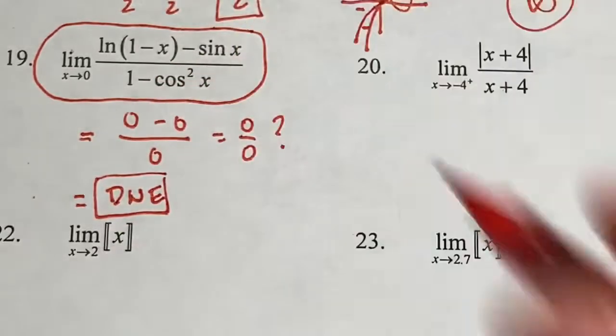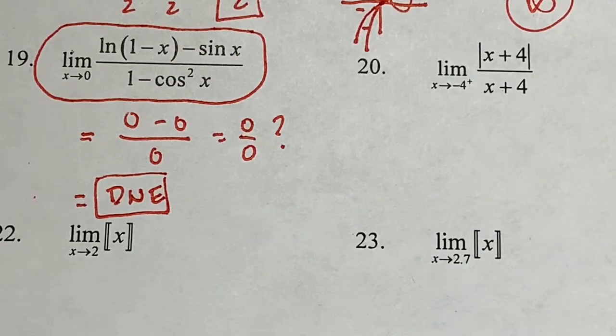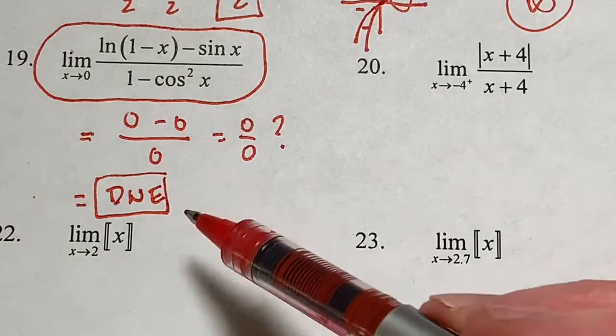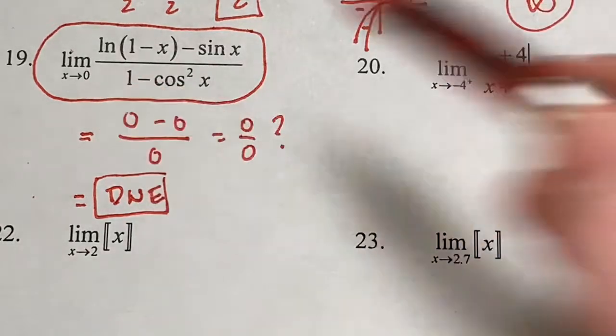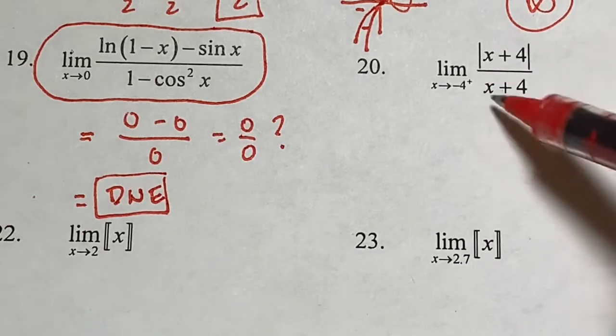But that limit shows up, and actually the limit does not exist. I don't know of a great way to evaluate that other than to maybe graph it. And if you graph it, it actually does not exist on either side of that 0. I mean, at 0.